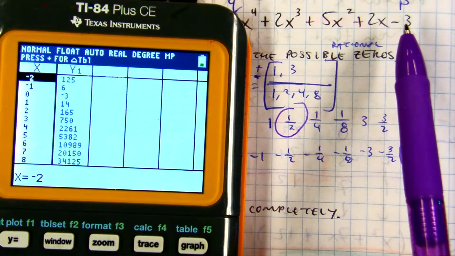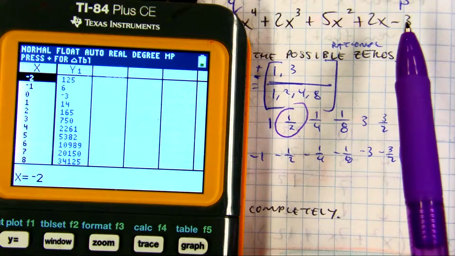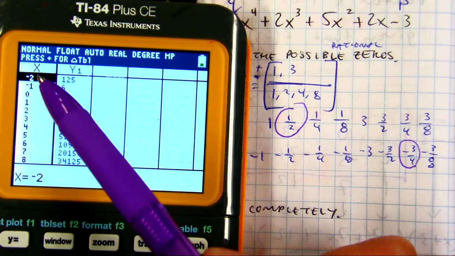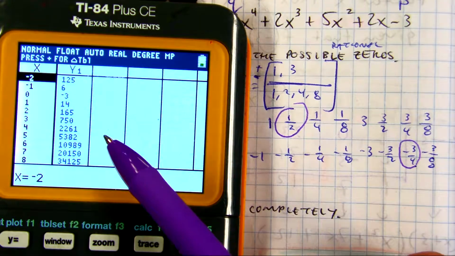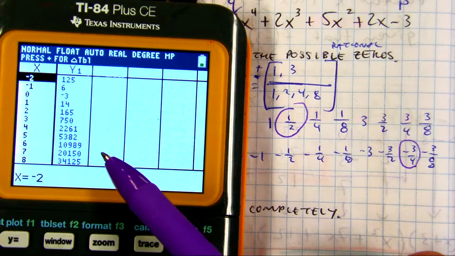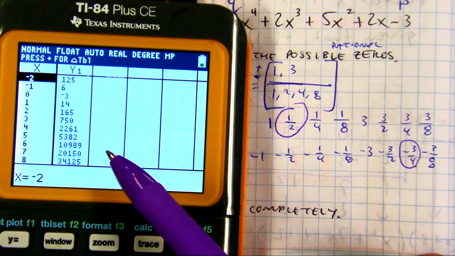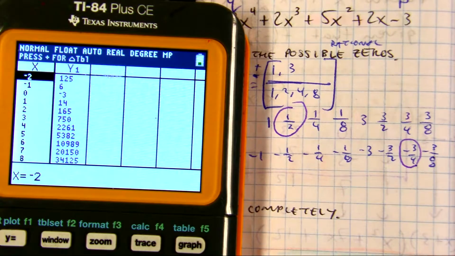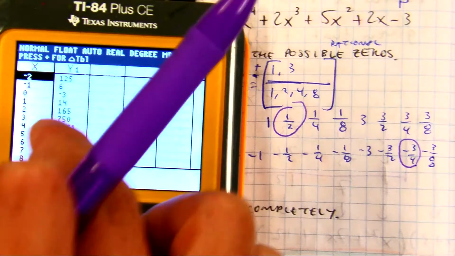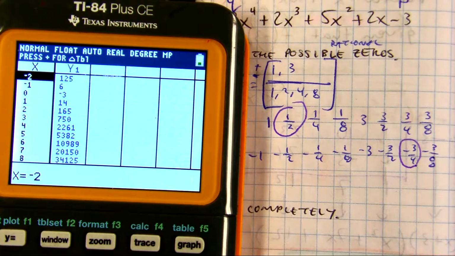If you use the remainder theorem, this is your output or your remainder. So you didn't have to test all the numbers. This can actually tell you where they are. For example, let's see if it works. 0.5. No, can't press it.